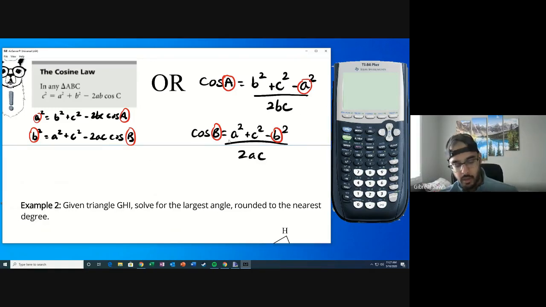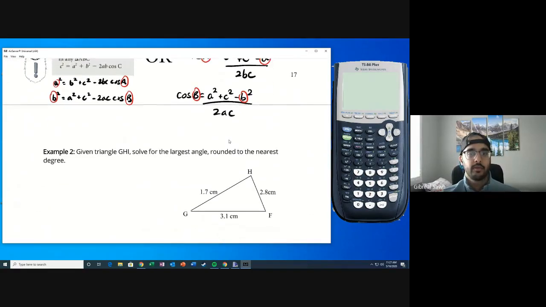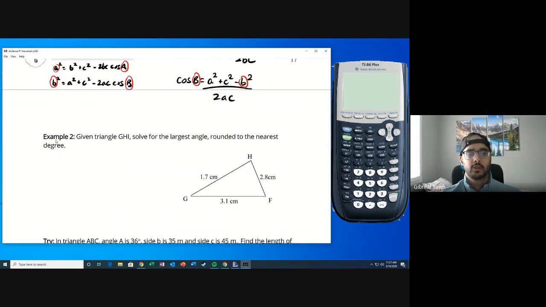So now that we know that, we can use it to do a couple of things. So if we flip it over, we're given a triangle GHI, solve for the largest angle rounded to the nearest degree. Now, side lengths in a triangle are dependent on the angle across from them.